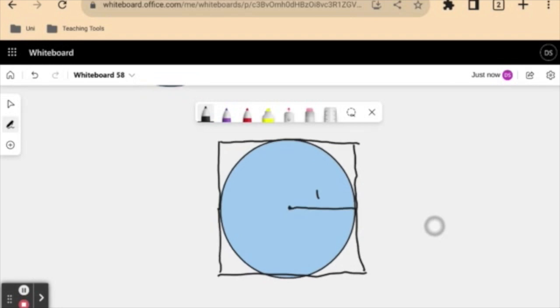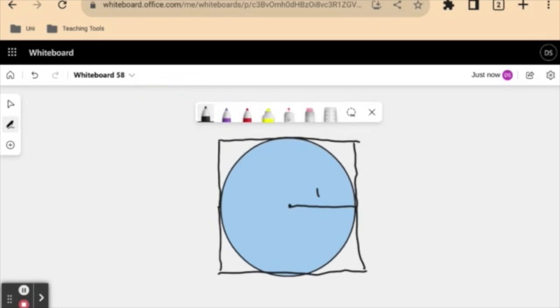Now, what would be the dimensions of this square here? Well, the radius is 1, so I'm going to just extend this toward the diameter, which will give me a diameter of 2 altogether from this point to this point. Now that means from one edge to the other edge of my square is going to be 2 units long. So that's going to be 2 units here.